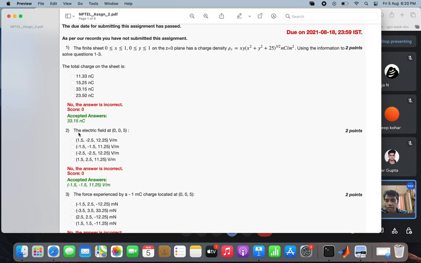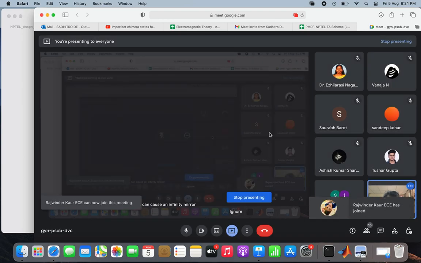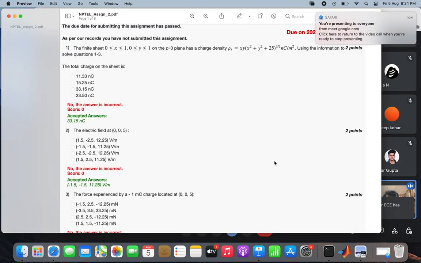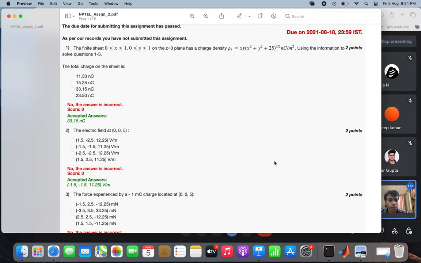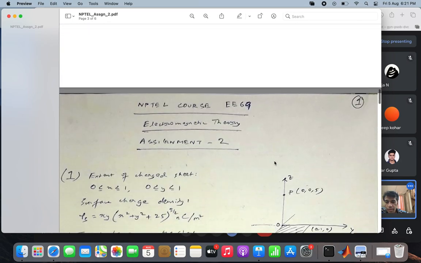For that given charge sheet, what is the electric field at the point (0, 0, 5)? Can anybody tell me how to proceed with this one? So how do I find the electric field at point (0, 0, 5), given that I have a charge sheet in the xy plane going from 0 to 1? Okay, let me explain this part then.